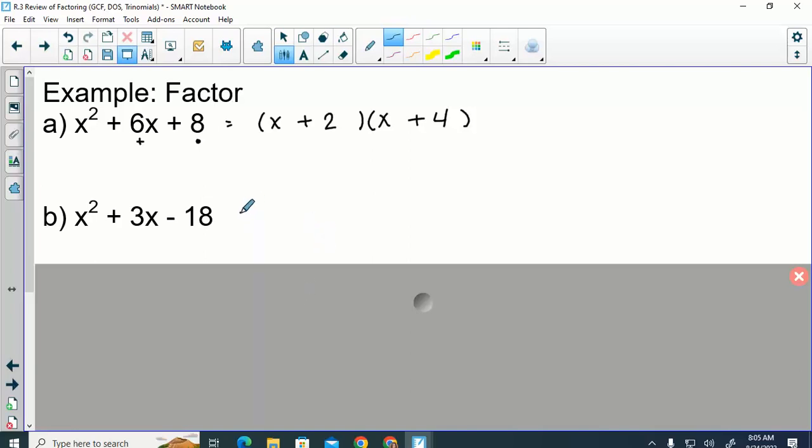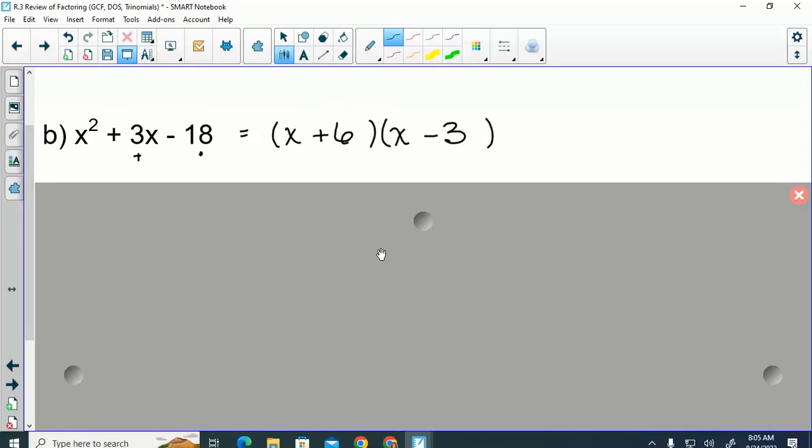So this one, no greatest common factor, so we just go to the 2 parentheses. X squared breaks into x, so I need 2 things that multiply to a negative 18. How do you get a negative? One of the numbers is negative, one positive, and they have to add up to a positive 3. 6 and negative 3. X plus 6, x minus 3. You guys remember this? We did it a lot, I think.